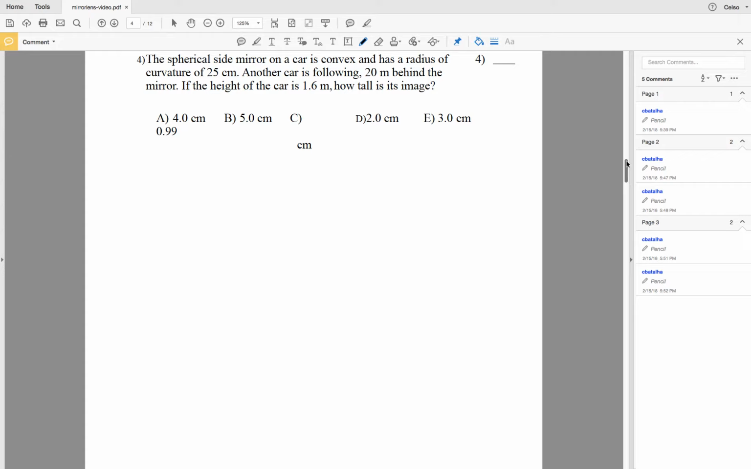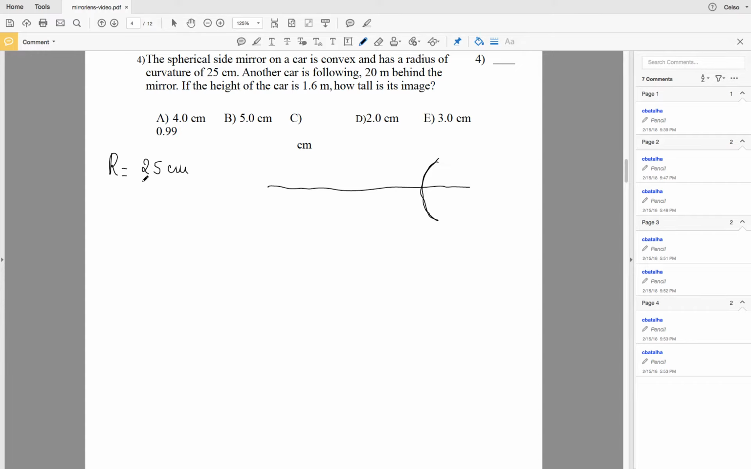Number four. We have a spherical side mirror on a car. Oh, that's the convex one. I was driving today and I was remembering and looking at this mirror there. It's funny. So you have a convex mirror on the side of your car. The radius is given as 25 centimeters. Another car is following 20 meters behind the mirror, right? So here's your mirror in the car. That's the convex mirror in the car.